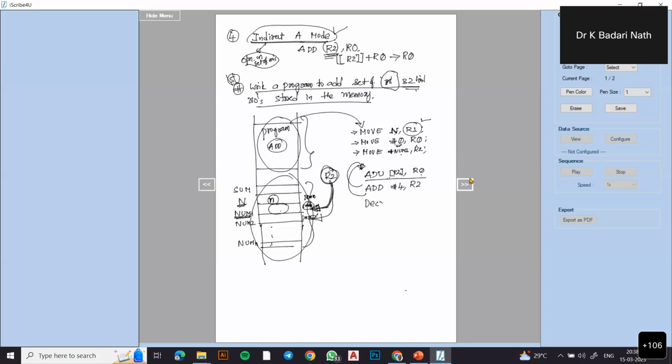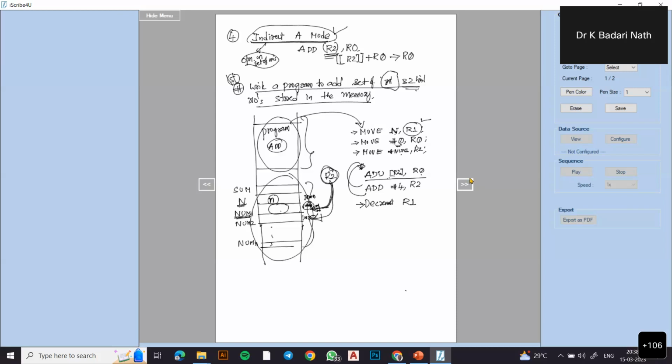Actually, the instruction can be DEC also. Instead of writing decrement, you can write DEC. So decrement R1. What is the meaning of this instruction? It is a new instruction that we introduce. It reduces the contents of R1 by 1. You can also write subtract #1, R1. That means I'm subtracting 1 from R1. I use a decrement instruction.